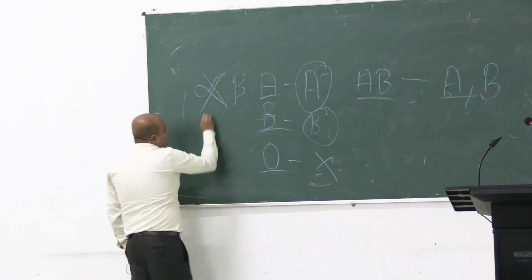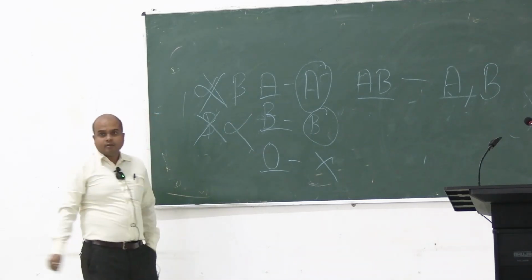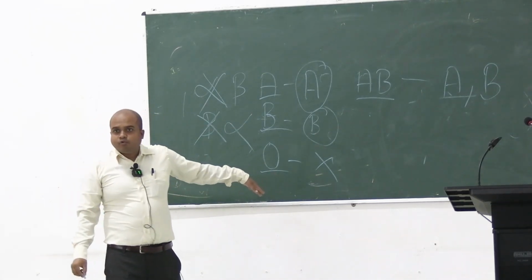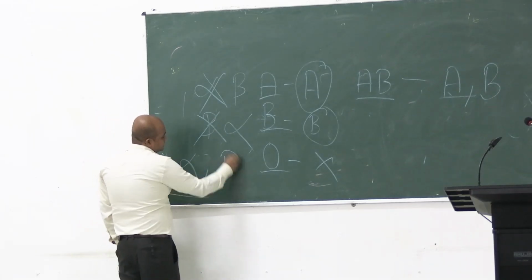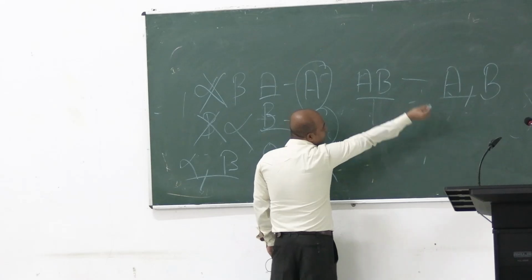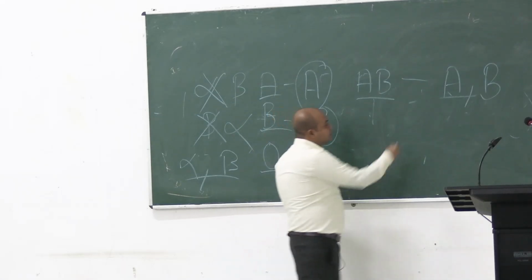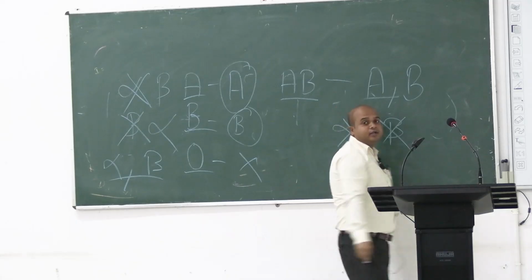For B, beta cannot be present in that person's plasma, so alpha is present. In blood group O, no agglutinogen is present, so both agglutinins are present. And for AB, as both A and B agglutinogens are present, it cannot have any of the agglutinins in the blood.